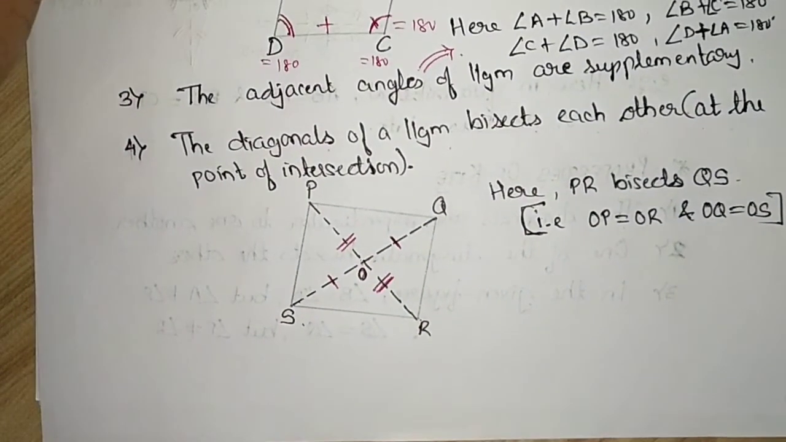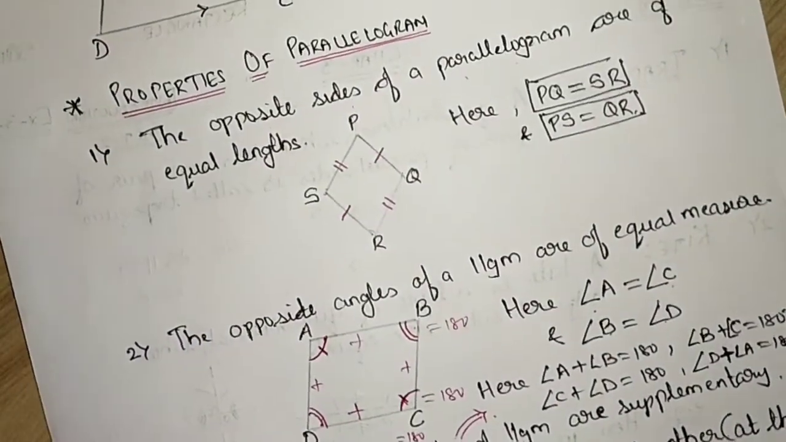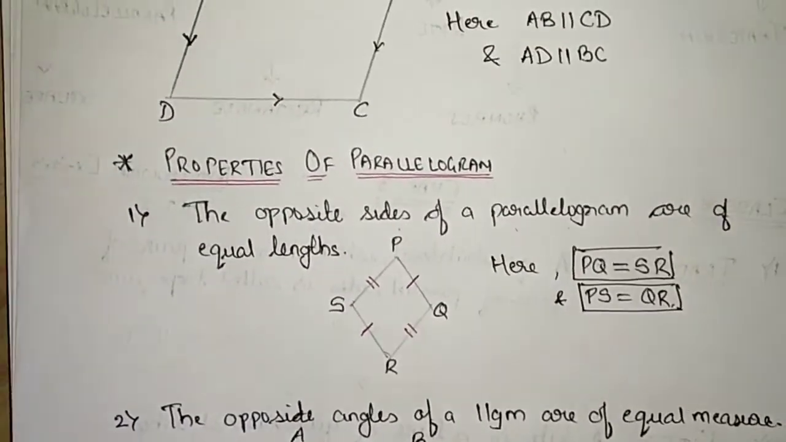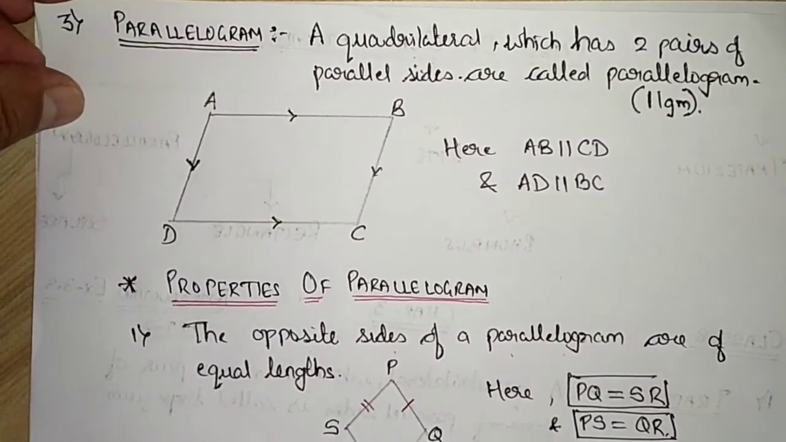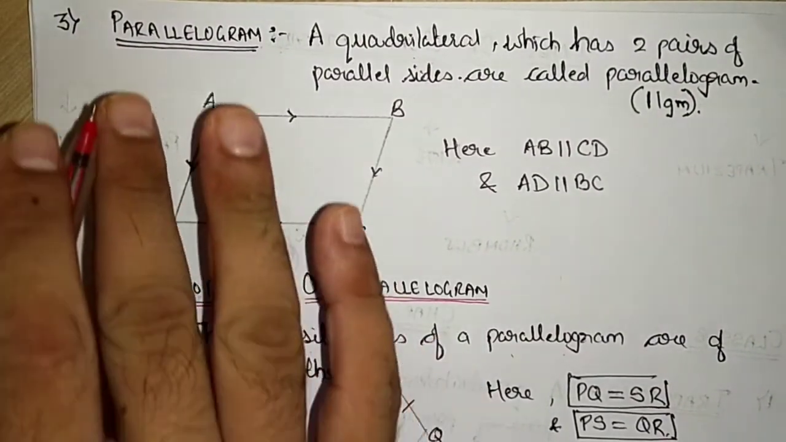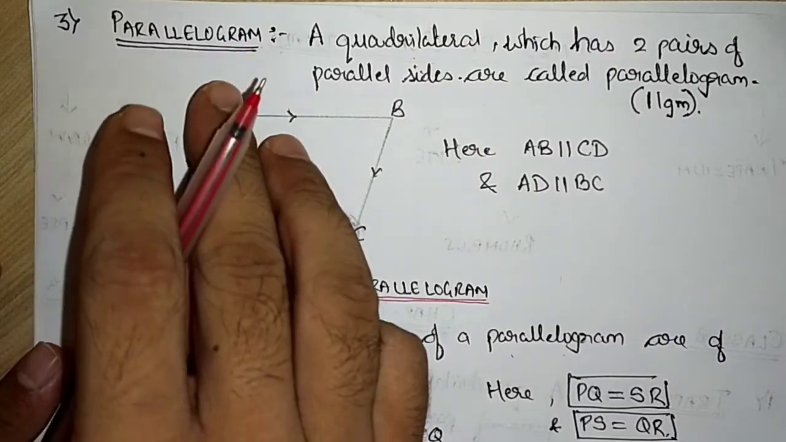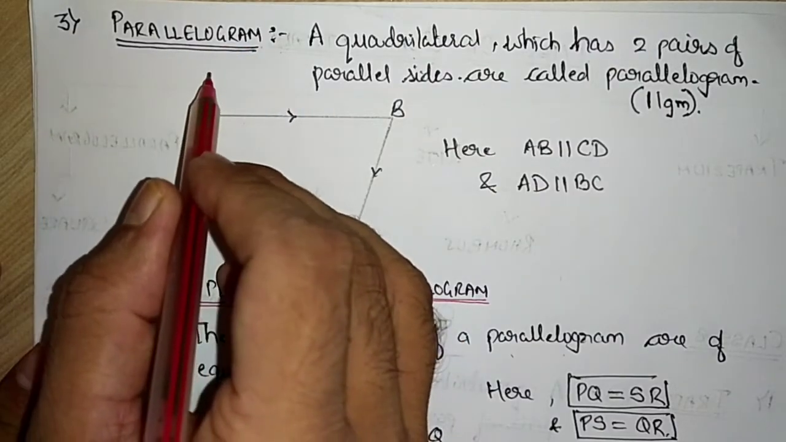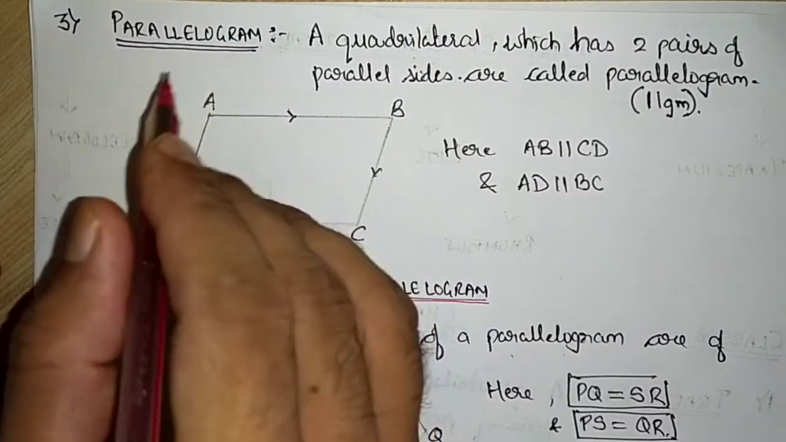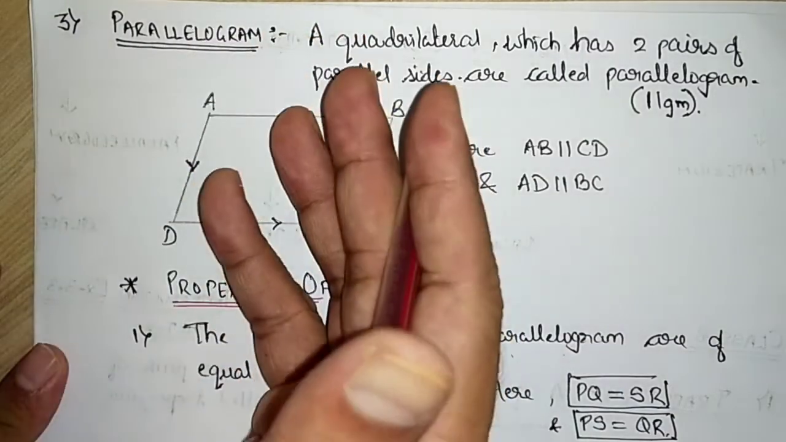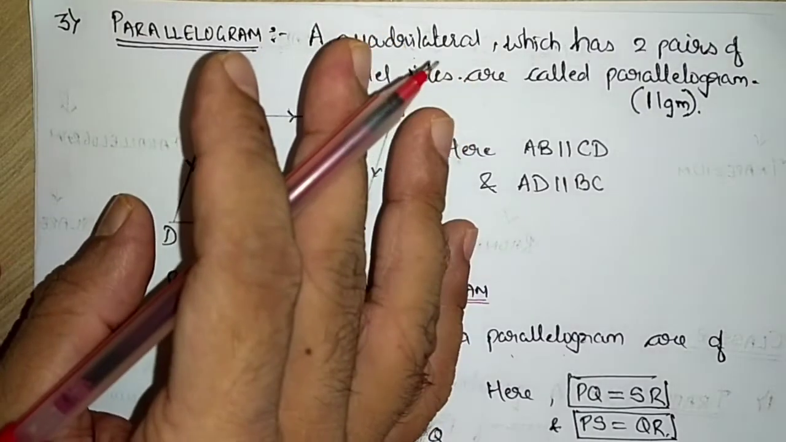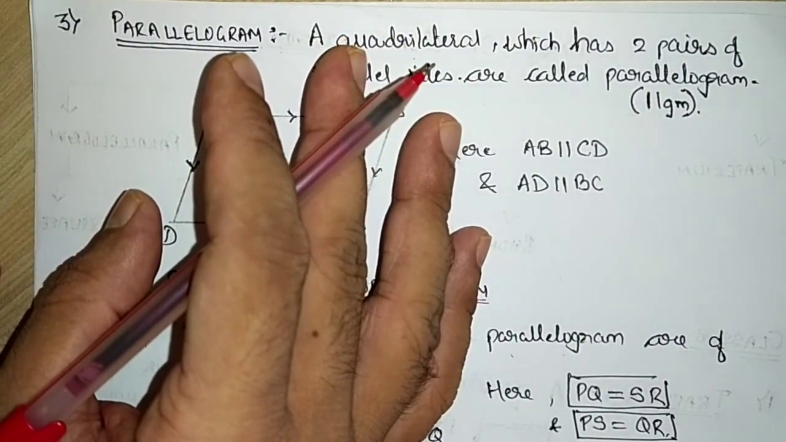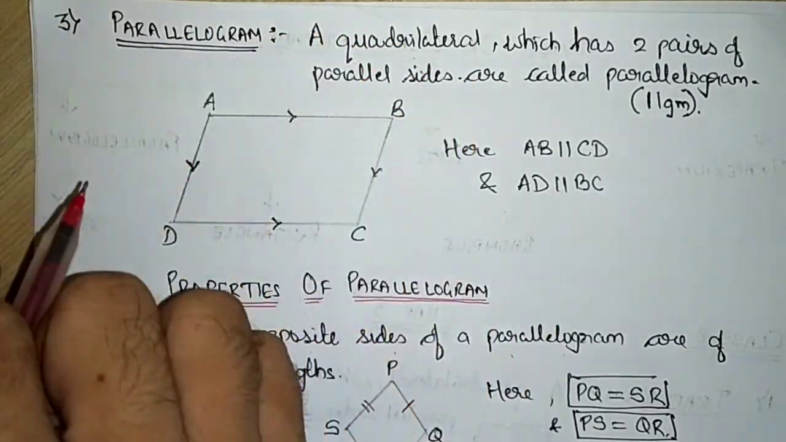So I have discussed three types of quadrilateral in this lecture. In the next video we will be discussing the parallelogram, rhombus, rectangle and squares, and also their properties, and a few other topics, which is going to be very important.